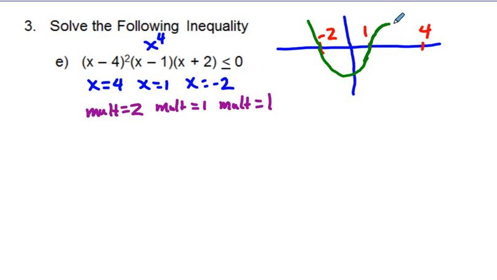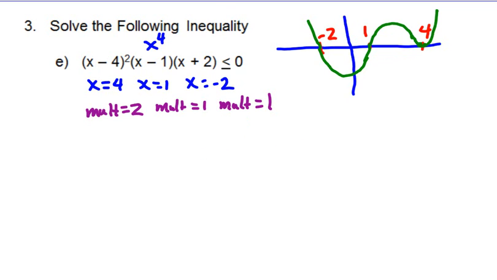Now we're going to come up here and come down and touch the zero of 4. Now at 4, do we have an even number multiplicity or odd number multiplicity? Well, two things. We know we have an even number multiplicity, and also we know we're going to have to finish high, because the leading coefficient of the 4th power means we have to start high, end high. So we're going to come up here like this. And so where do we have the inequality satisfied? Well, between negative 2 and 1, and also at 4, because we're touching.